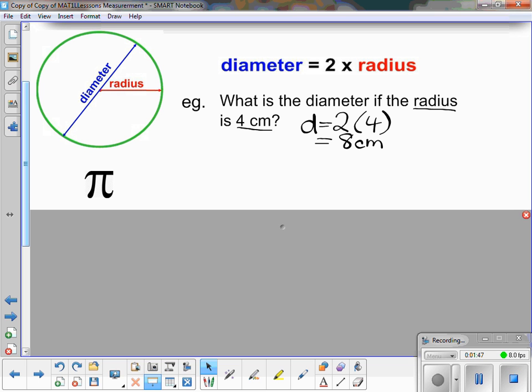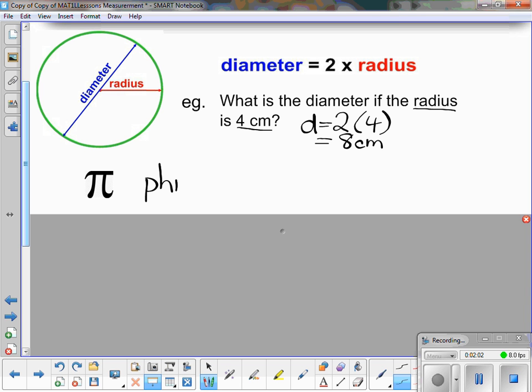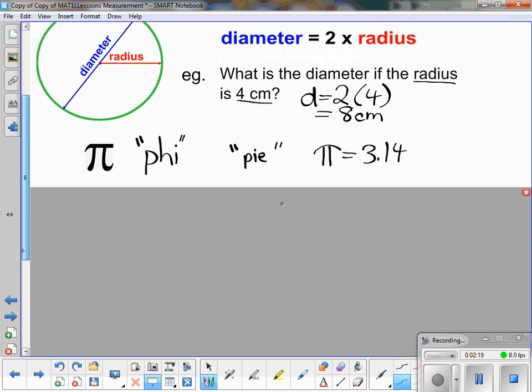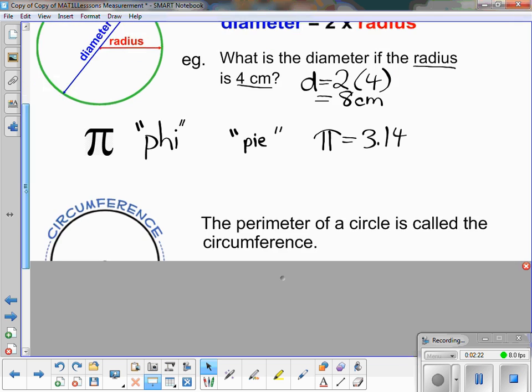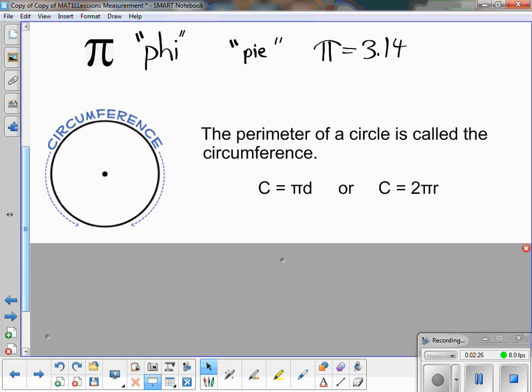Another thing that we look at when we're dealing with circles is this funny looking little drawing. What it really is, is a Greek letter, and it's called pi. It's a Greek letter, and we often just say it's pi. And you probably know that we use pi is equal to 3.14. So whenever a formula has pi, we can just substitute the number 3.14.